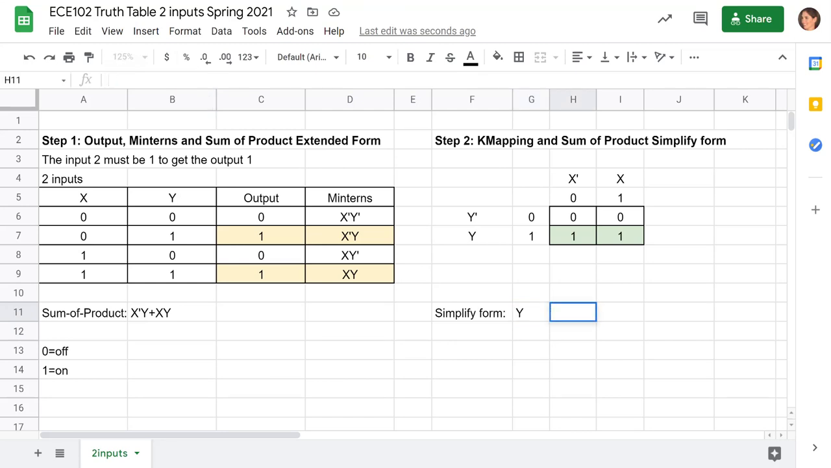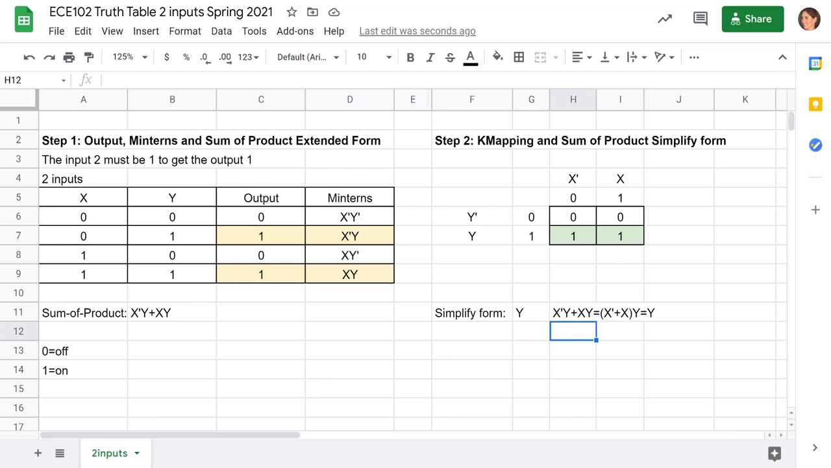It's like X prime Y plus XY, it's equal to X prime plus X times Y, it's equal to Y. We factorize by Y. And X prime plus X, that's the only two inputs possible. It means that the switch number 1, the switch X, doesn't have any effect on the output. The only thing that is important is to have the Y on. As soon as the Y is on, your output is 1.